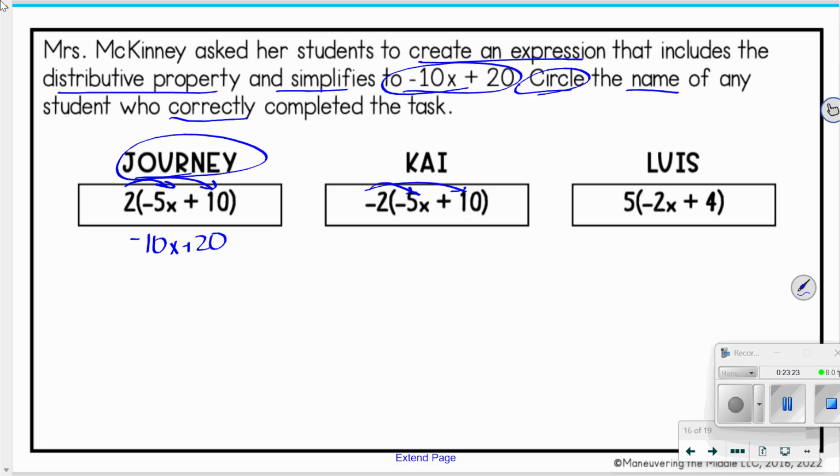Kai said negative 2 times negative 5, that's 10x minus 20. Did they do it right? No. 5 times a negative 2x, that gives me a negative 10x. 5 times 4 is 20, it's positive. Did that one do it right? Yes, so should have had 2 of them that were correct. Any questions on distributive property?